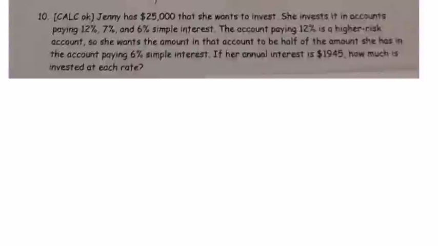Basically, I've got several different funds that I want to invest my money in. I have a total of $25,000 to invest, or Jenny does, I guess. She is putting it into 12%, 7%, and 6%. I'm going to let the 12% be X, I'll let this be Y, and the 6% be Z, so those correspond with the numbers down below.